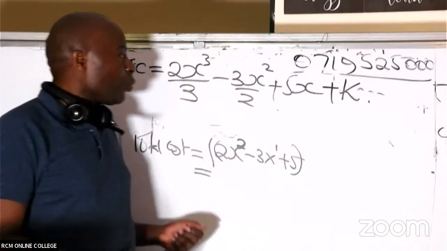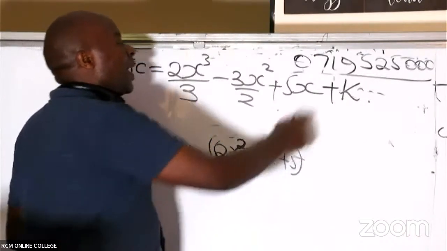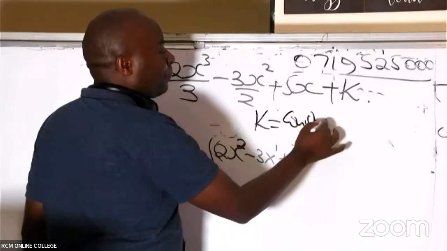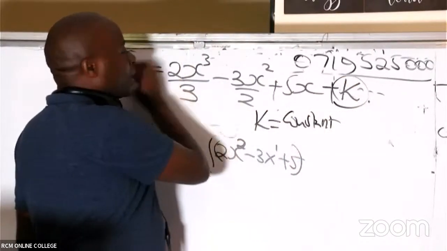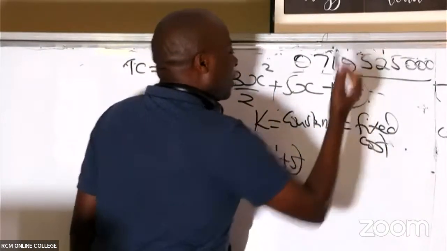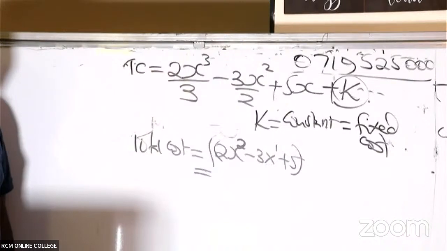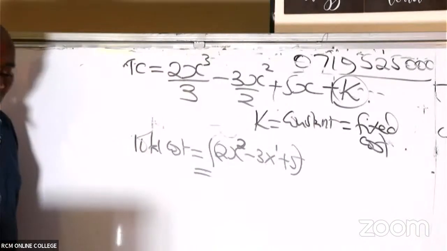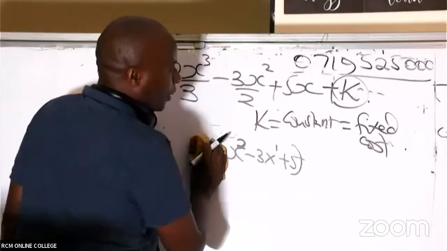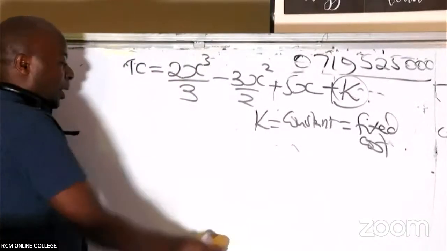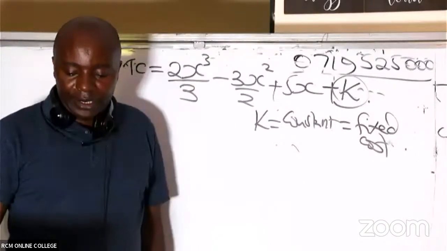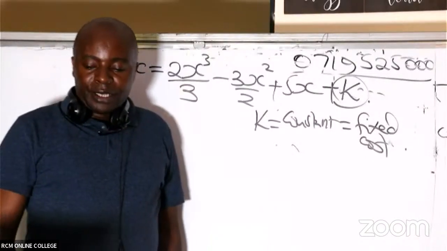But now we need to appreciate one thing. Whenever you see k, it is a constant. In terms of cost, this constant is what we shall call fixed cost. And your examiner indeed has given you the fixed cost here.